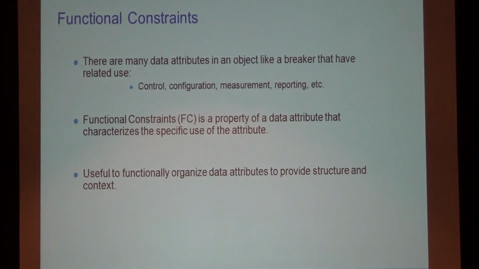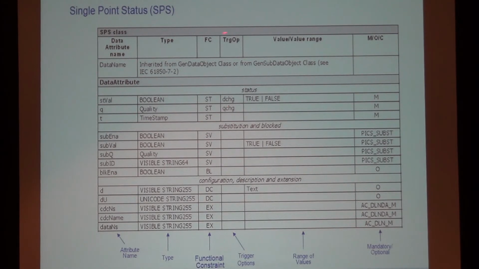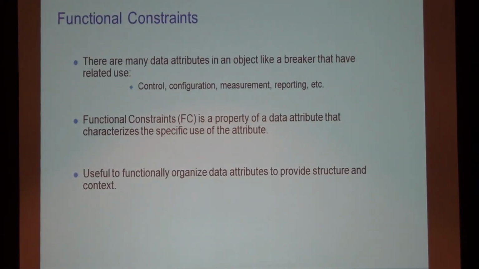If we looked in here, we see this thing called a functional constraint, where we have status values, descriptions, extended values. These are what's called functional constraints, and they're really ways to organize and characterize the specific attributes of an object. The single point status is a relatively simple object, so you don't see too many of these functional constraints. When we start looking at more complex things like measurements, you'll see the value in being able to organize the measurements separately from the configuration parameters, separately from the status values, and so on. And it's just a way to functionally organize the data.